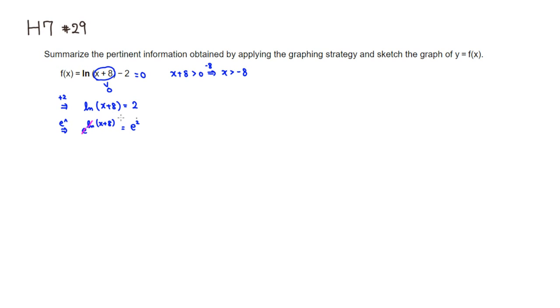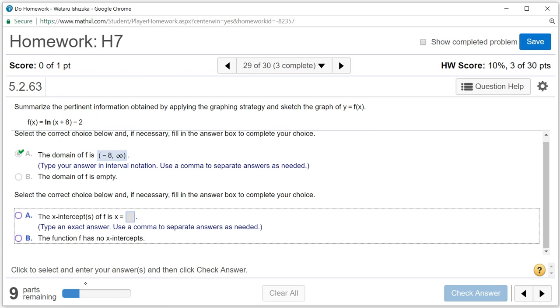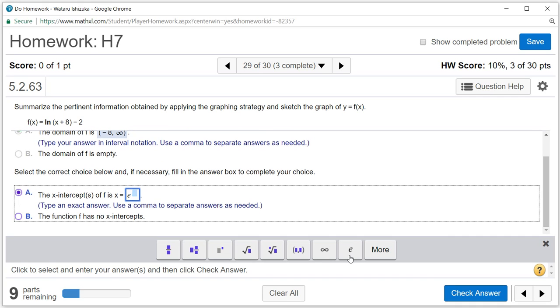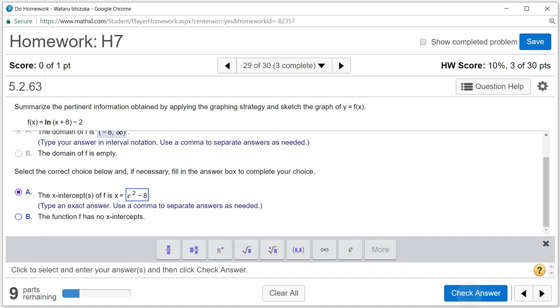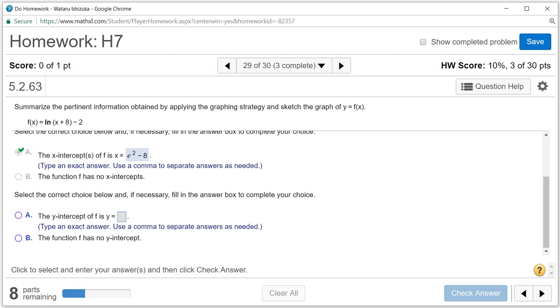e squared, sorry. So what we can do is just subtract 8 to isolate x. So you have e squared minus 8. Let's type it in. We have to use e here, squared, and minus 8. Let's check the answer. Alright, got that.